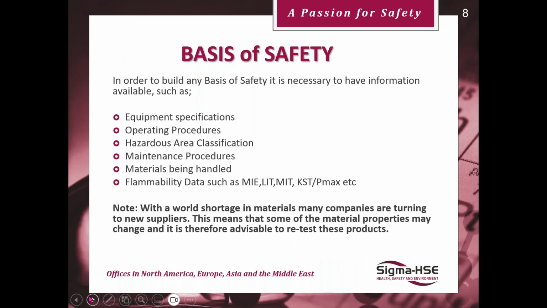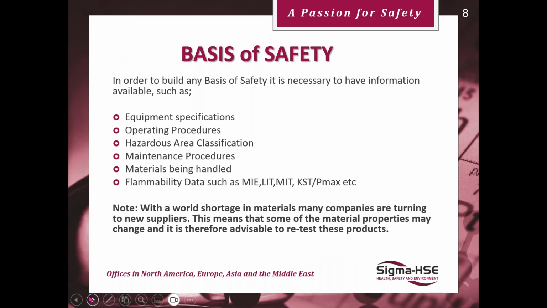Always note as well that the world is shrinking. We are getting products now from areas such as China, Korea, Africa, and South America, and North America, etc., and Europe. So with a world shortage of materials, many companies are turning to these new suppliers. This means that some of the material properties may change, and it is therefore advisable to consider retesting these products.